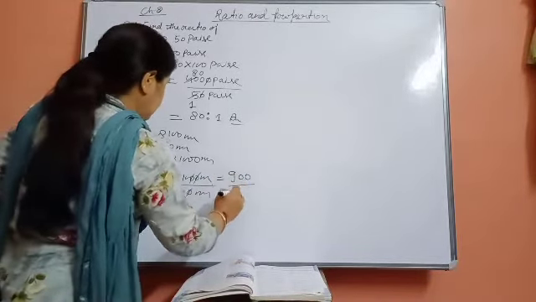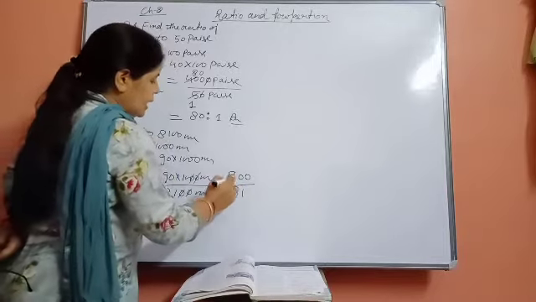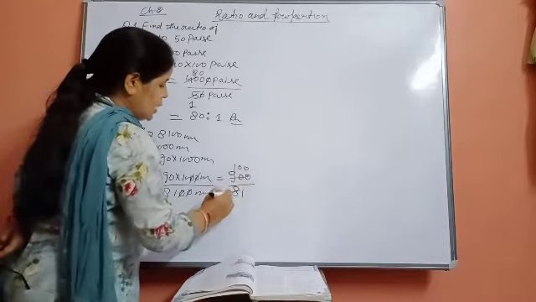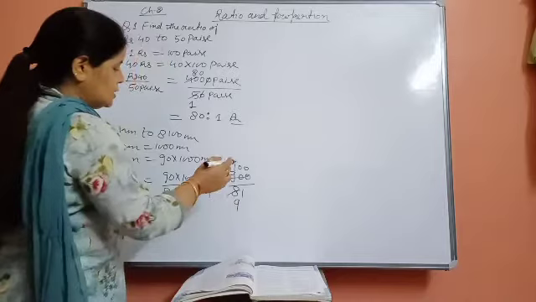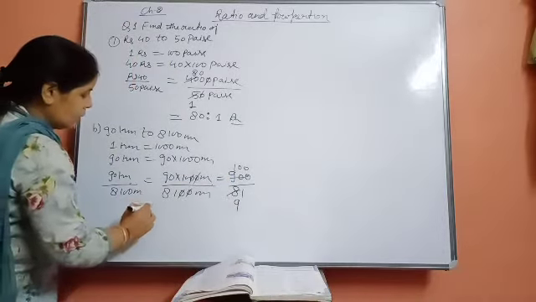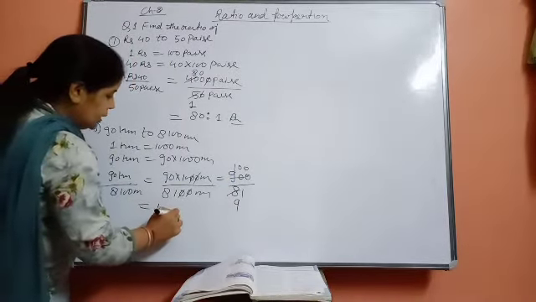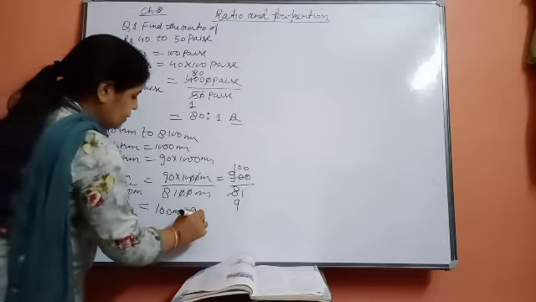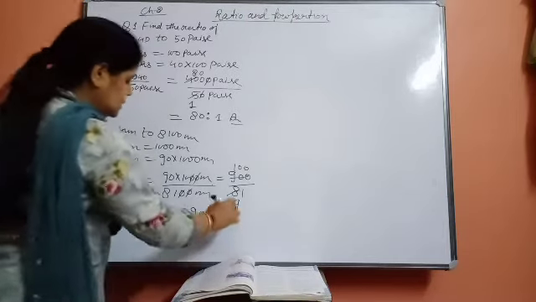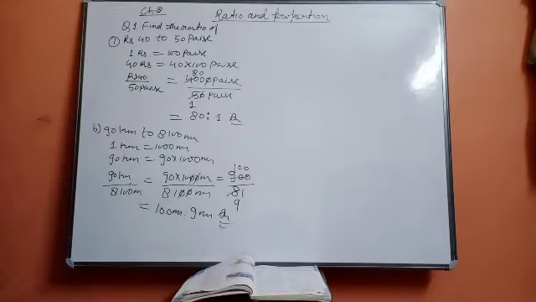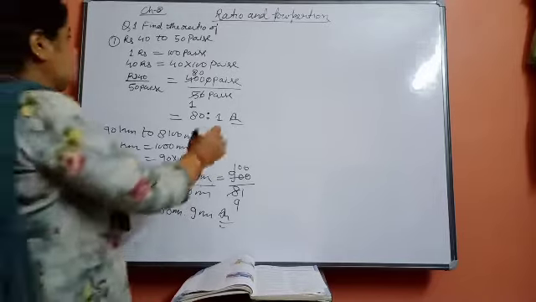It will be 900 divided by 81. Cancel by 9: 9 ones are 9, 9 nines are 81. Now further cancellation is not possible. So what will it be? 100 meter ratio 9 meter. So this will be your answer. One C part also I am doing, and then D and E parts you will perform yourself.